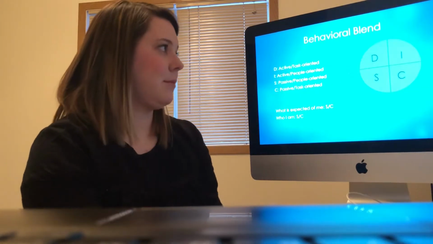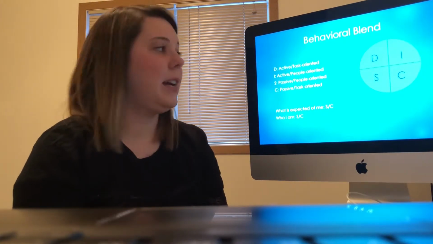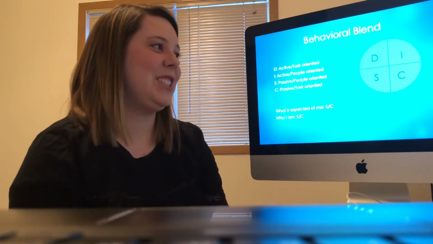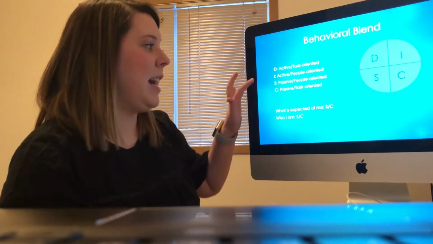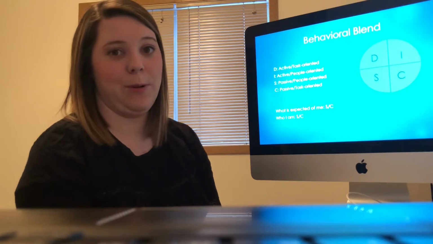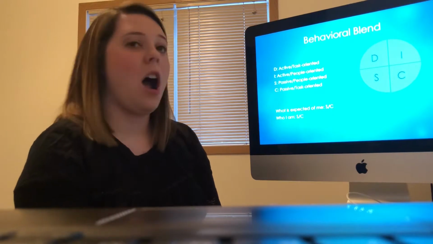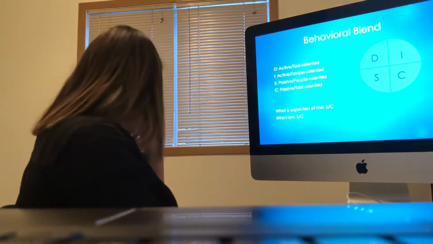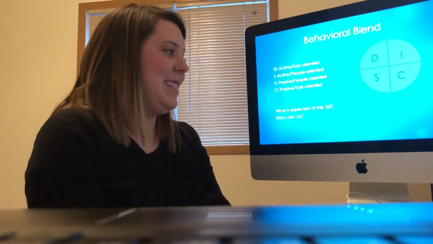Behavioral blend. The behavioral blend is simply easy to understand once you get it, of course. From the Uniquely You quiz that we had to take, they're based off of these four different items: DISC. D is active task oriented, I is active people oriented, S is passive people oriented, and C is passive task oriented. What is expected of me is S and C, and who I am is S and C as well.